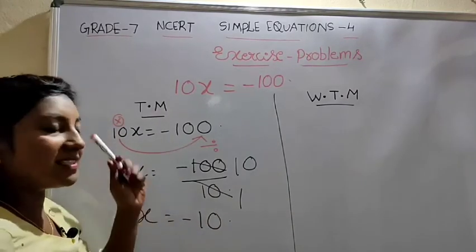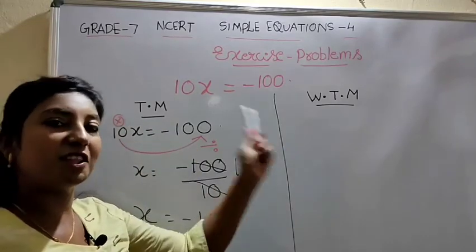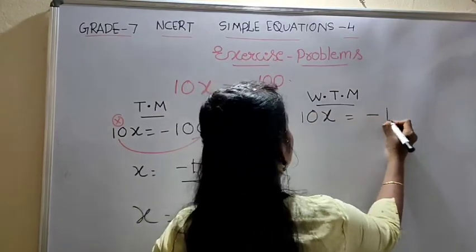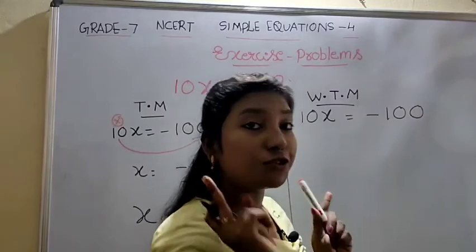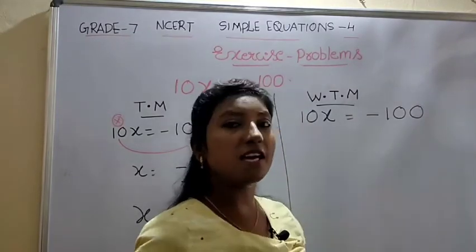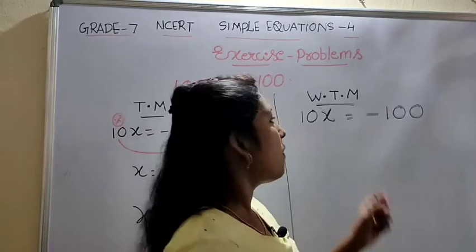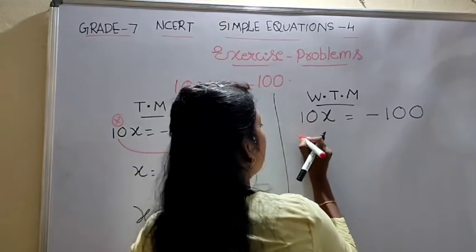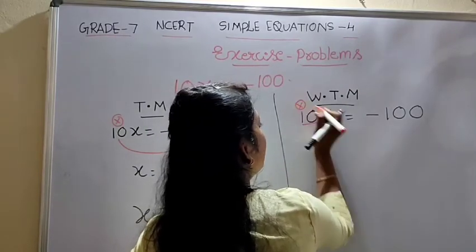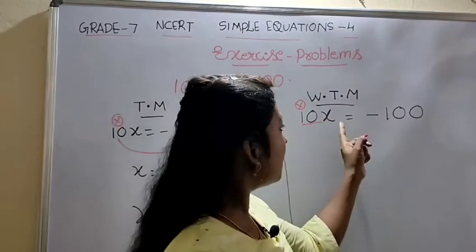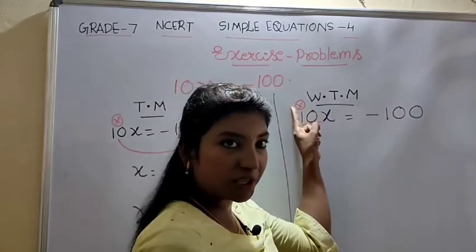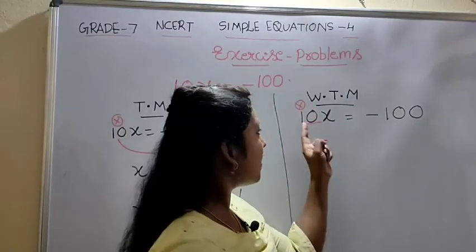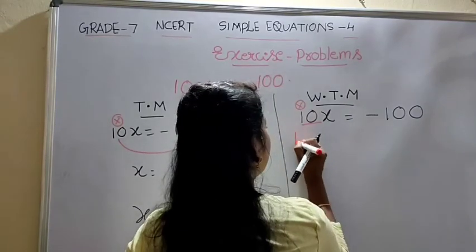Now let us see the same problem, how to solve it without the transposing method. So here I am taking the equation 10x equals minus 100. Here we should not transpose any variable or any constant, but what we have to do is cancel this by 10. Here it is doing multiplication. We don't want any constant before a variable, as it is performing multiplication. Here we have to divide both sides by the same number. By which number? By 10.